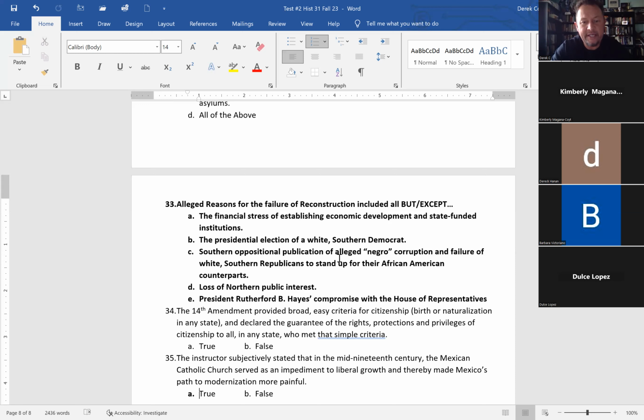The instructor subjectively stated that in the mid-19th century, the Mexican Catholic Church served as an impediment to liberal growth and thereby made Mexico's path to modernization more painful. As you probably know, as you've just done this, that's exactly what I intended to convey. The Catholic Church on the wrong side of modernization in the mid 1800s. Okay, so you guys have any questions or comments?